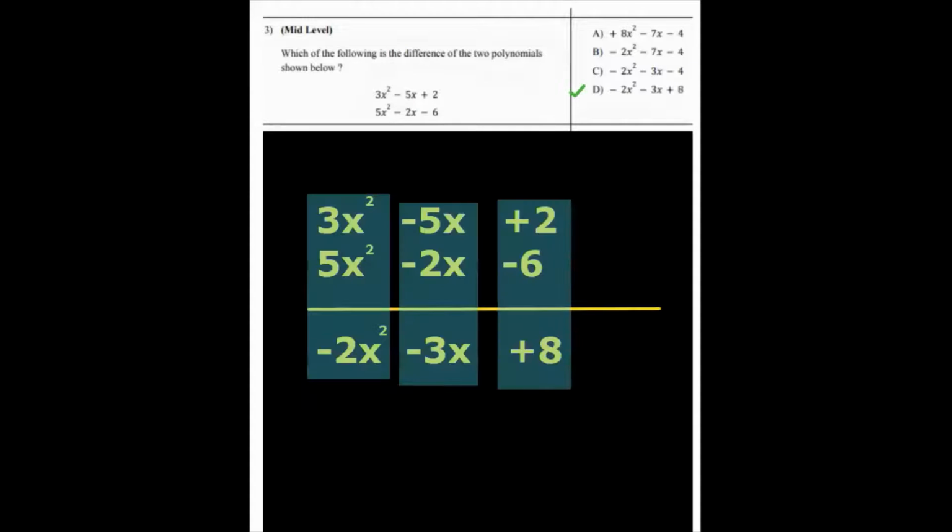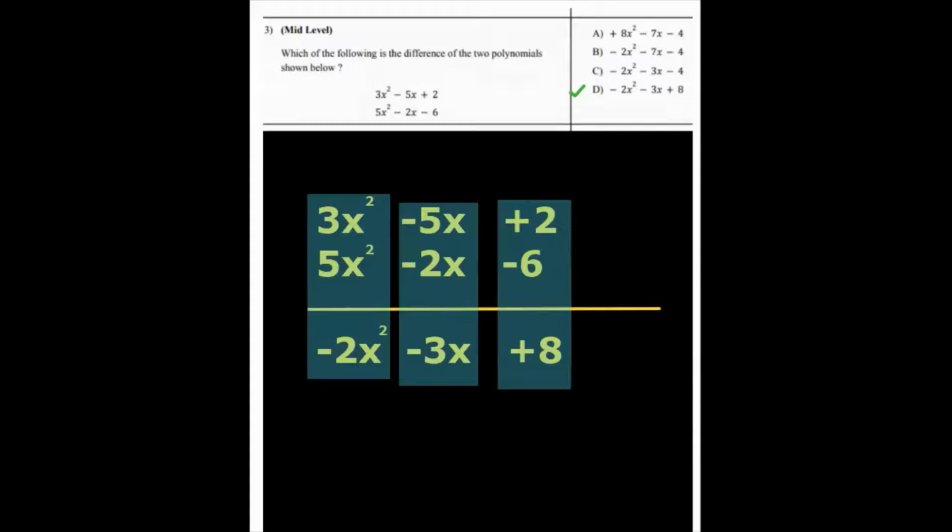Question 3, which of the following is the difference of the two polynomials shown below? 3x squared minus 5x plus 2 minus 5x squared minus 2x minus 6. Well, again, be careful when you're combining like terms with the double negatives. Here, since we're subtracting the second equation from the first equation, we have column by column.